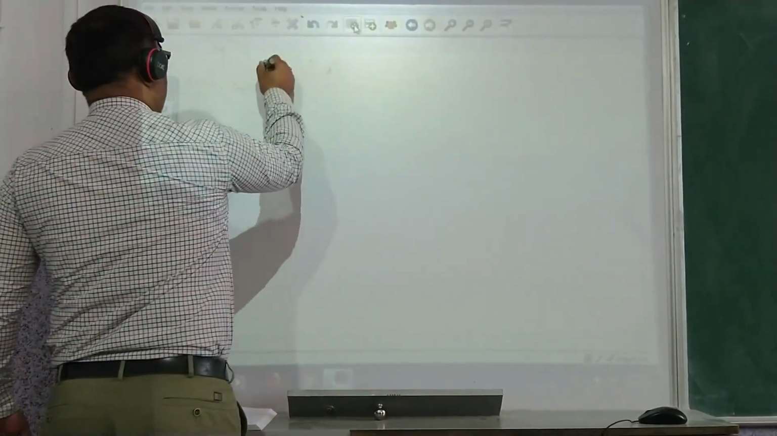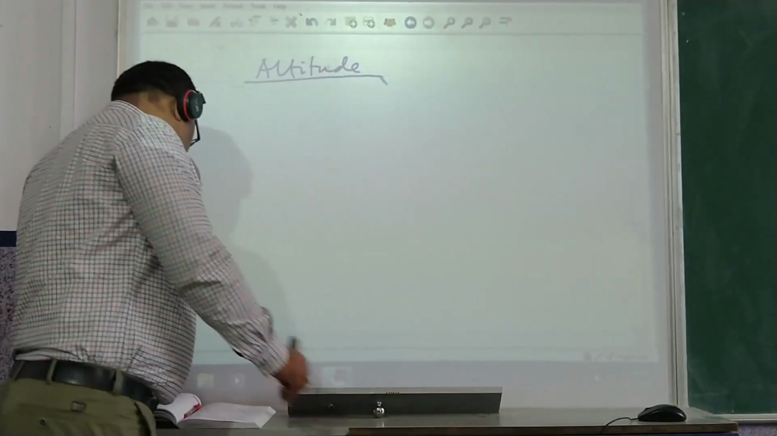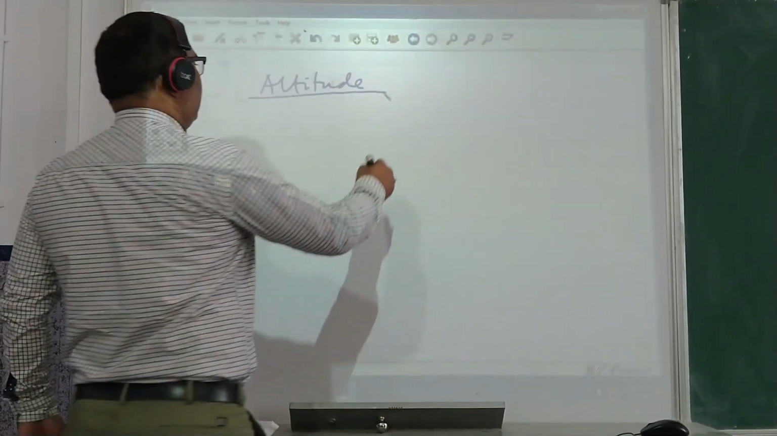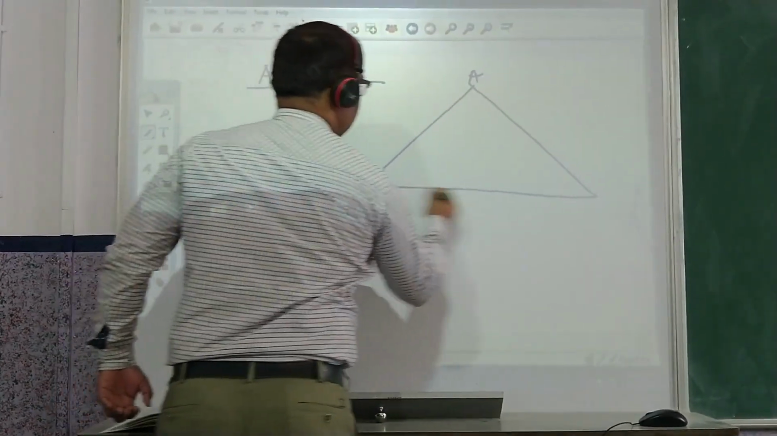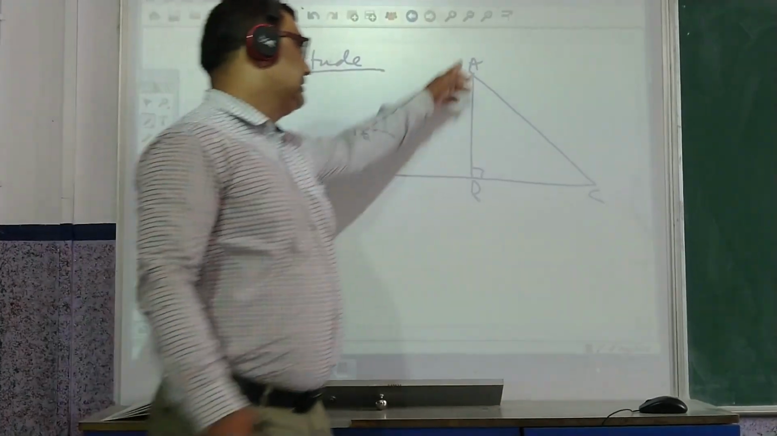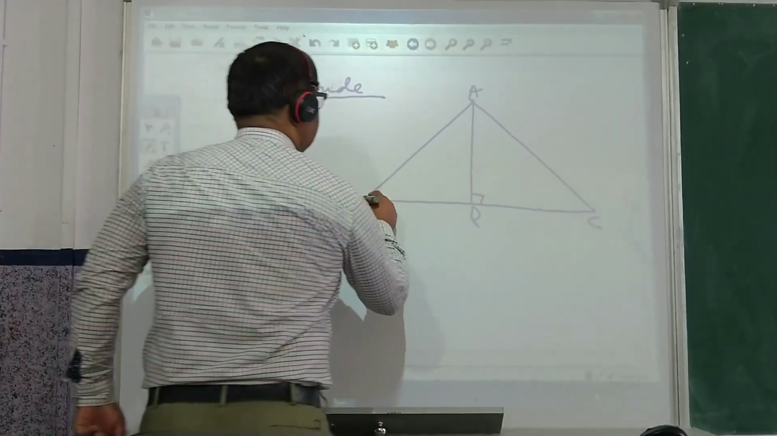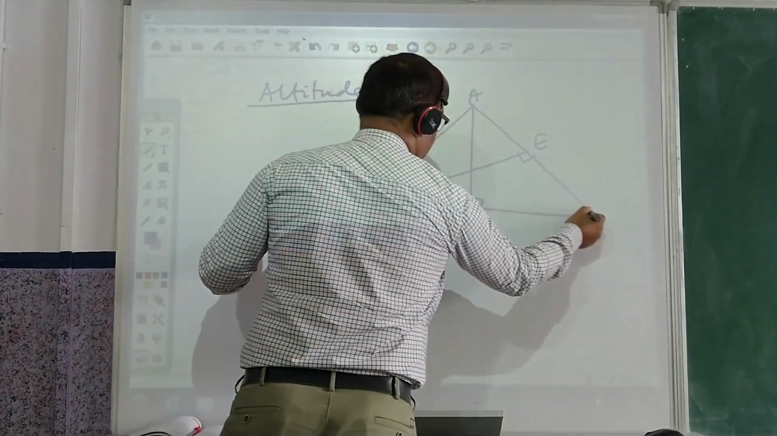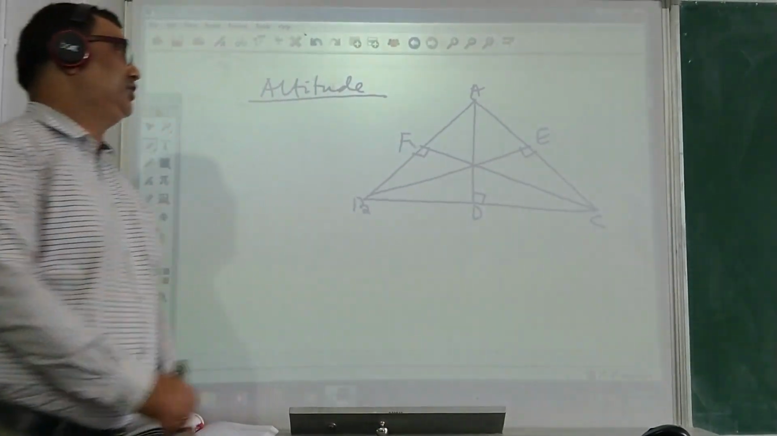Next is the altitude. The altitude of a triangle corresponding to any side is the perpendicular drawn on it. My dear, in triangle ABC, AD is drawn perpendicular. So AD is perpendicular to BC. This BE is perpendicular to AC. Now, suppose this CF is perpendicular to AB.